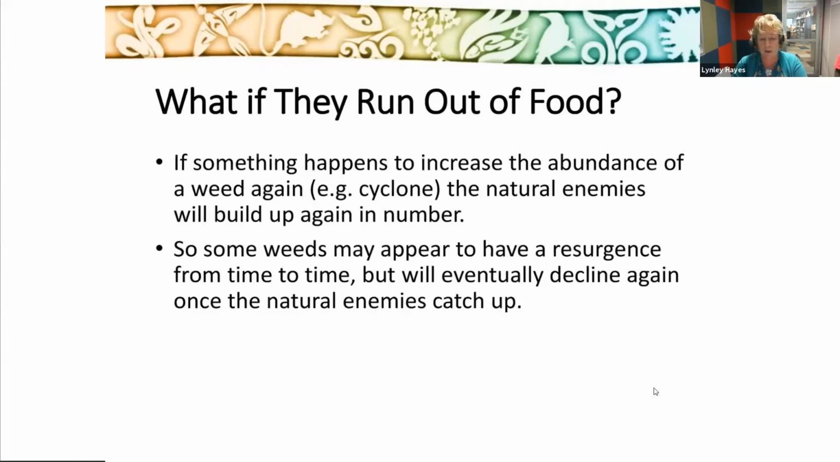And if you have something like a cyclone that comes along and removes vegetation and stirs things up, you might suddenly get a resurgence of a weed that hasn't been so abundant. Because there's lots of food, the natural enemy can then build up again in number.